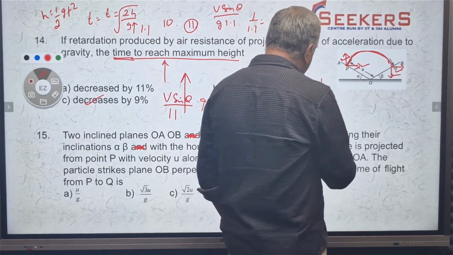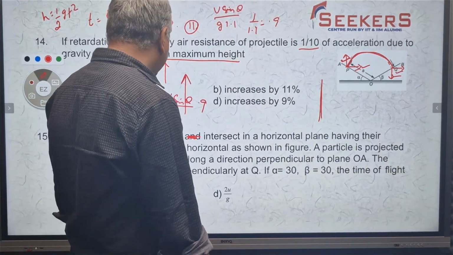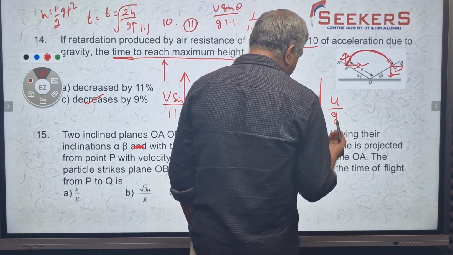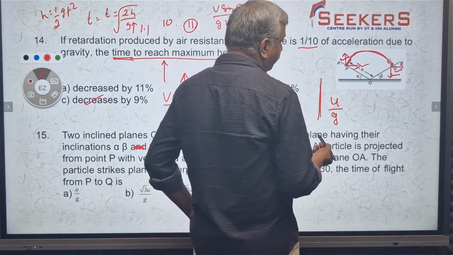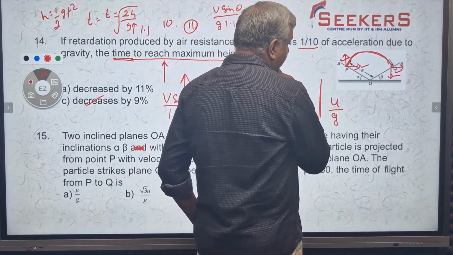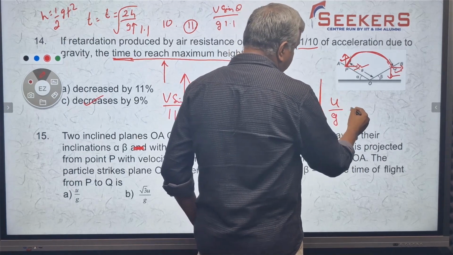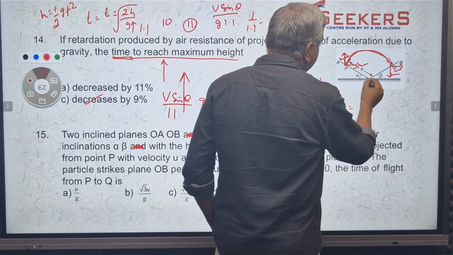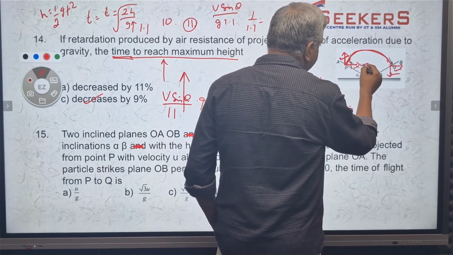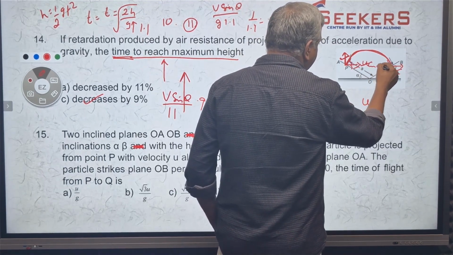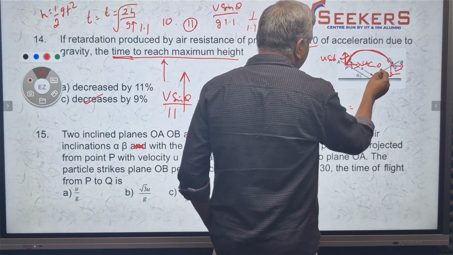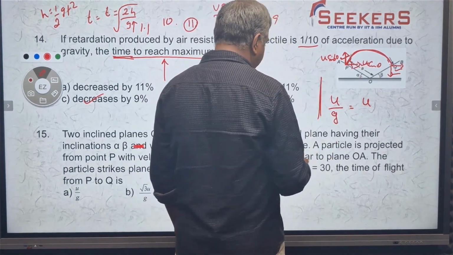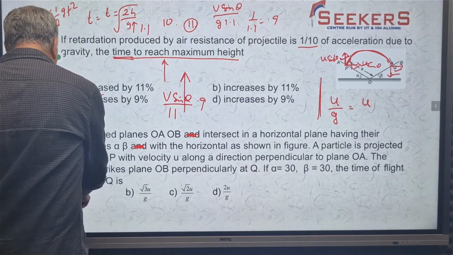So this is just like vertical motion and coming down. They are asking me for the time of flight. So in vertical motion, what is the time of flight? It is u by g. It is projected perpendicular, so the vertical component will become u sine theta. So this is 30. This is 60. So this is u cos 60, this is u sin 60. So it will become 2 times u sin 60 by g. So 2 times u sin 60 by g will give you u by g.